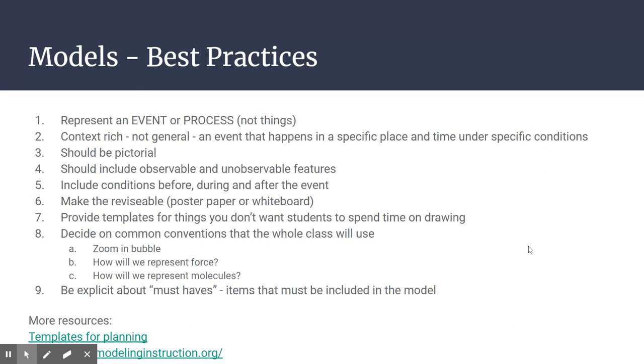So some best practices. Never ask students to model things. They should always model an event or a process. Making Jell-O cells is not modeling. Making a model of the solar system is not modeling. It is a thing. And we have to get away from these arts and crafts projects that are a model of a thing. Scientific modeling, we want to represent an event or a process, something that is happening.